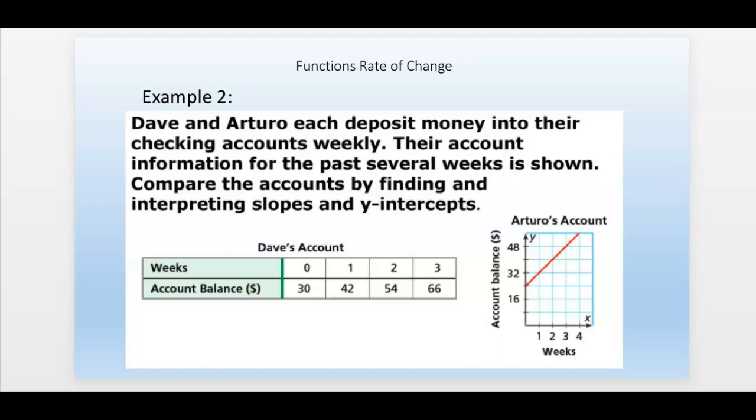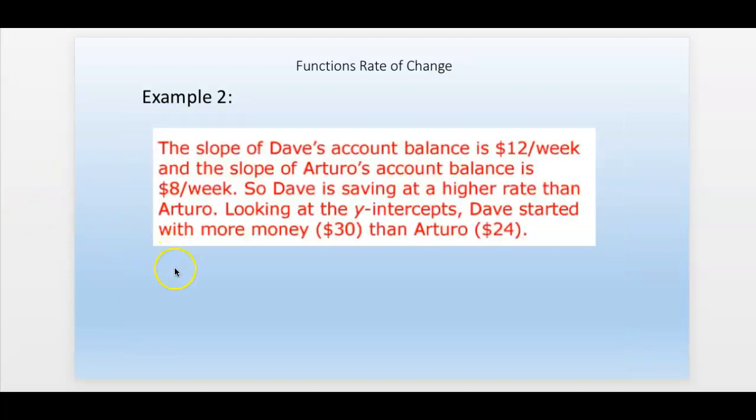Another example is depositing money into a checking account. Again, we're comparing a table on this side with a graph on this side. You pick points from each one, calculate the slope, and find out. The slope of Dave's goes up $12 a week, and the slope of Arturo's goes up $8 a week. Also, if you graph it and get the equation, you can find the y-intercept to see how much they started with.